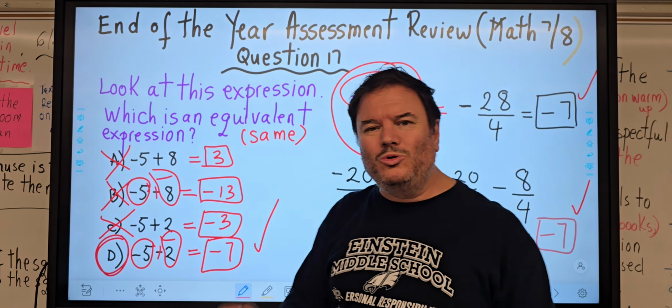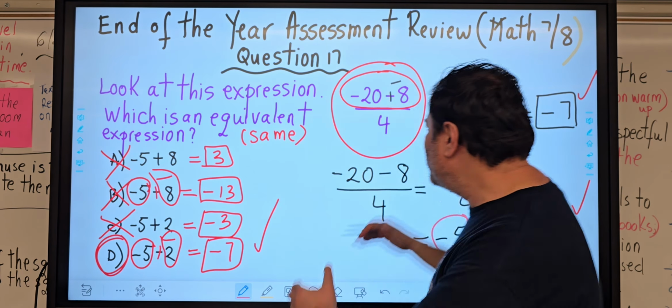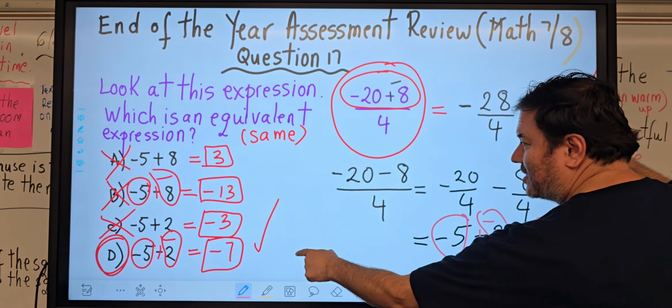That's how you do this type of problem. First of all, you solve and get an answer, either method you want to choose, and then you also solve here in the multiple choice answers and get your answer, which is negative 7, and negative 7 matches.